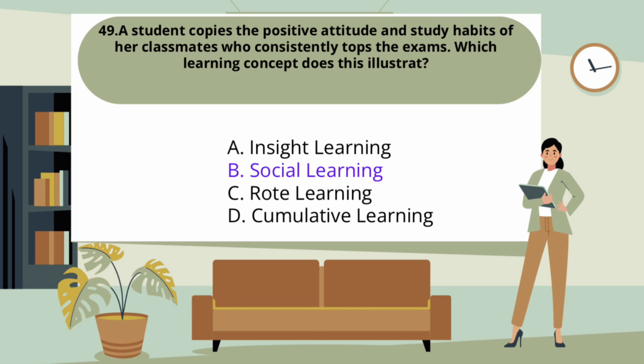So, why not letter C, rote learning? So, rote learning is memorization only. Hindi siya nag-memorize, kundi ginaya niya yung habits ng top student. So, why not letter D, cumulative learning? Ito ay building on past skills, kagaya ng number 47. Pero dito sa situation natin, hindi naman siya natuto sa pamamagitan ng pag-add ng past na natutunan at ng previous na natutunan. So, hindi siya applicable sa situation.